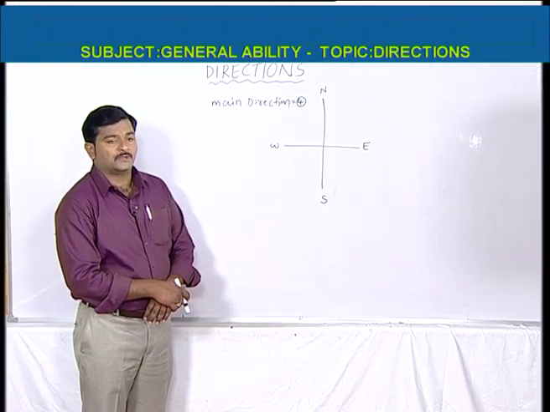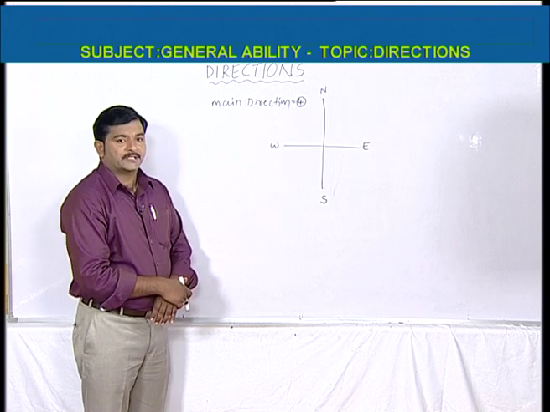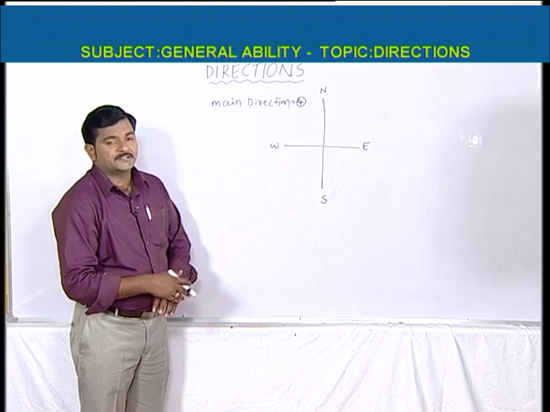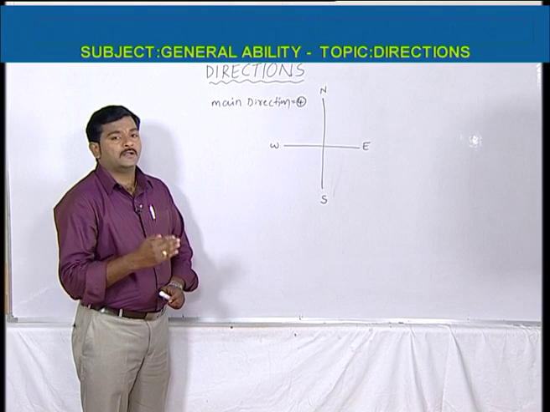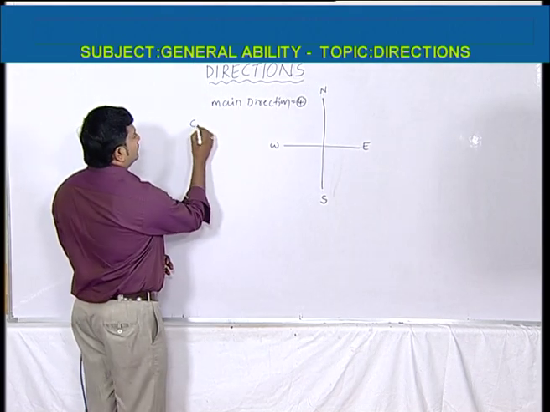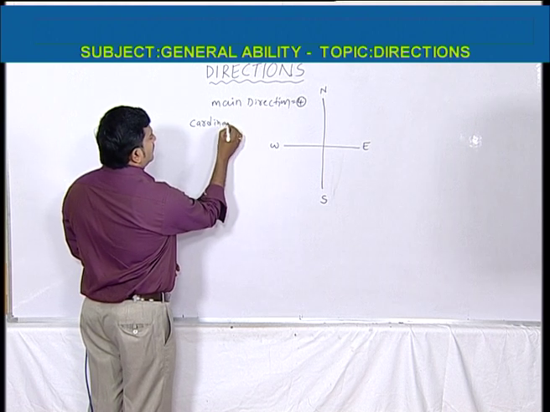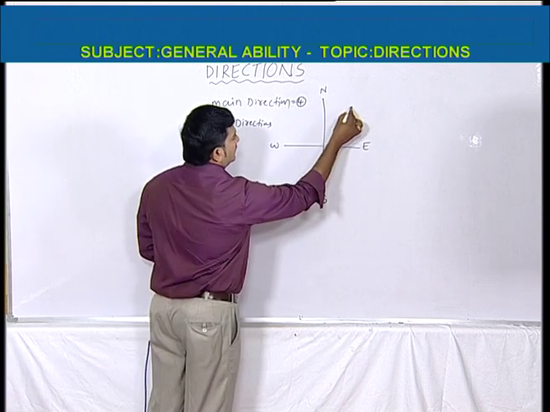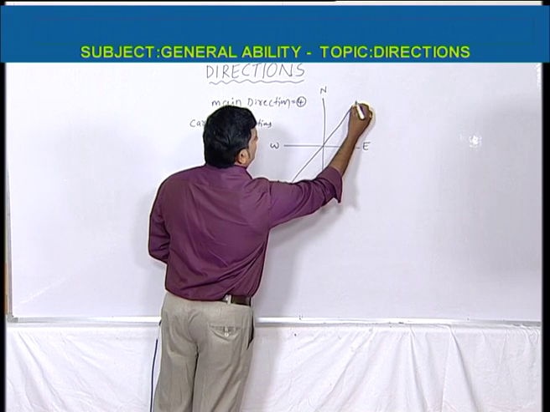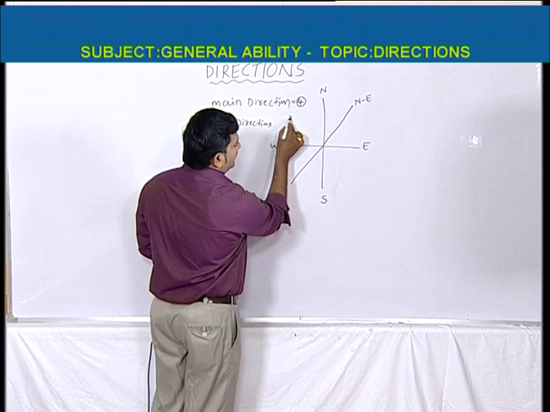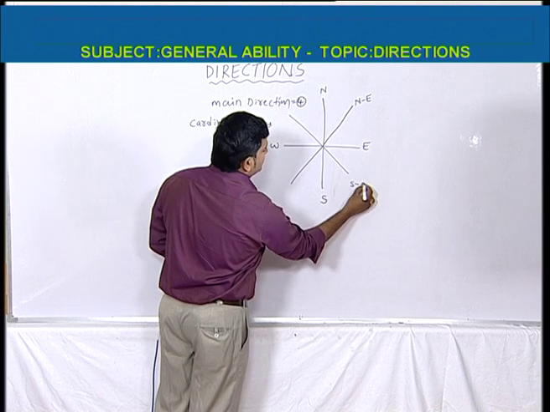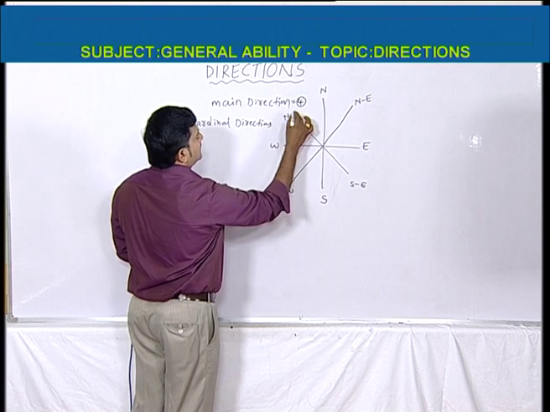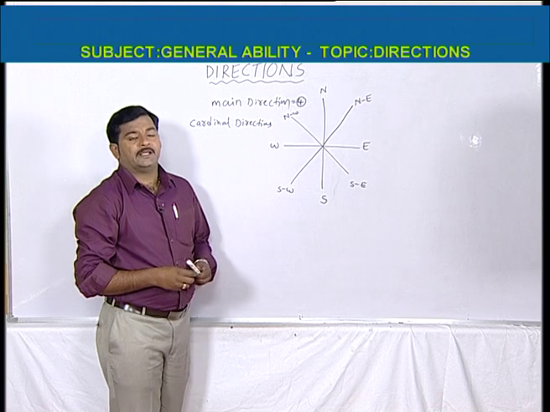Directions are mainly four. We know already: north direction, east direction, south direction and west direction. Apart from these four main directions, we are having another four cardinal directions. The four cardinal directions are: here we can take northeast direction, here southeast direction, here southwest direction, and finally northwest direction. So all together we are having 8 directions.